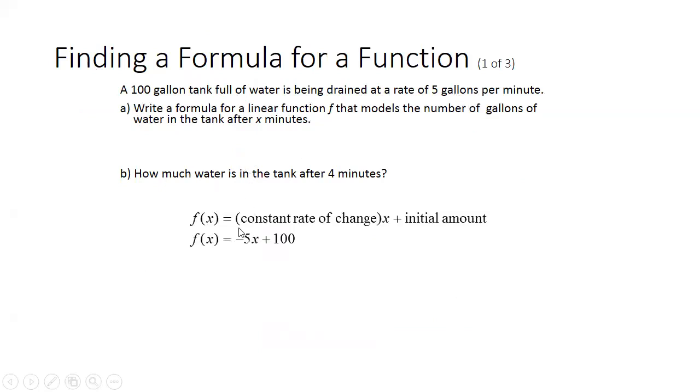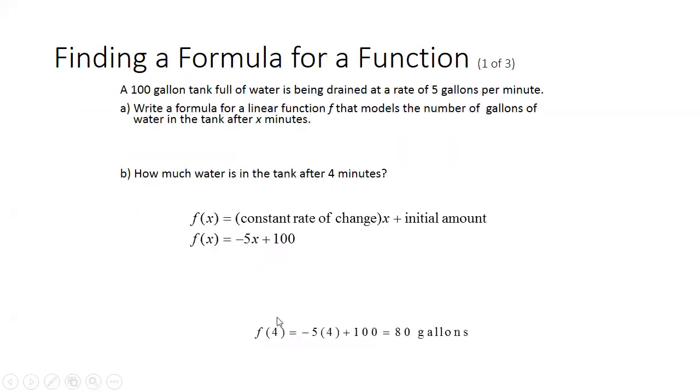So as you can see here, f of x would be minus 5. The rate is negative 5x, and then it was originally 100. The constant would be 100. So this would be your function, f of x equal to minus 5x plus 100.